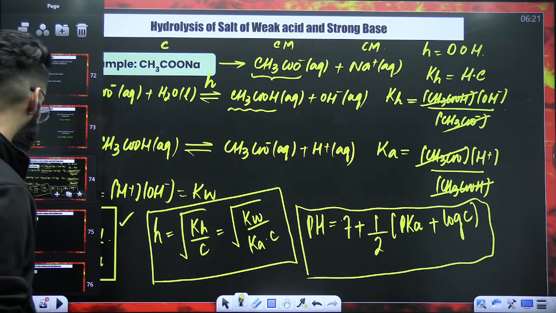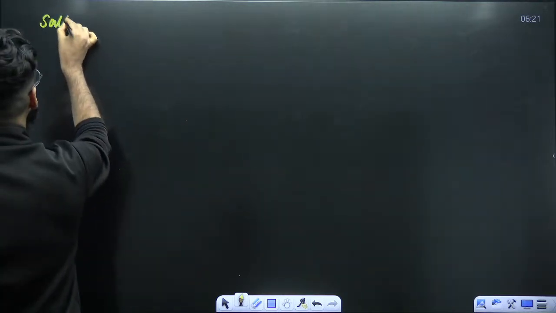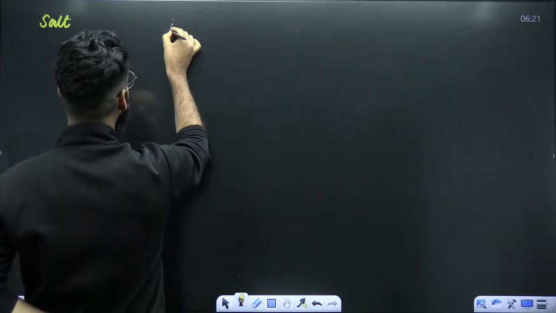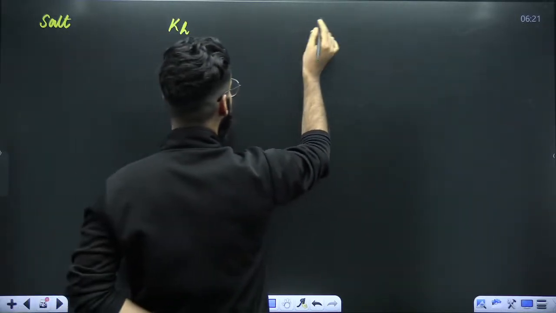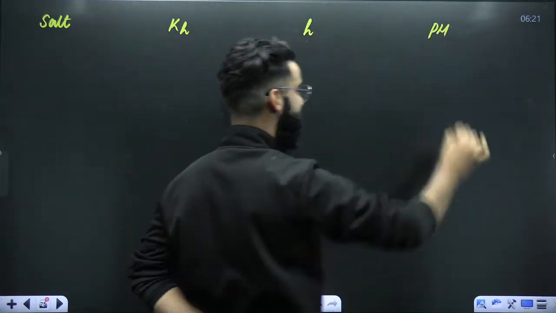Now, let's try to make that table. Have a look. I'm going to make one simple table. So just remember the results and try to utilize them. Over here, I'm writing the type of the salt. Right here, I'm writing KH. This is h and this is pH, right? These are the three things which can be asked from the hydrolysis part.